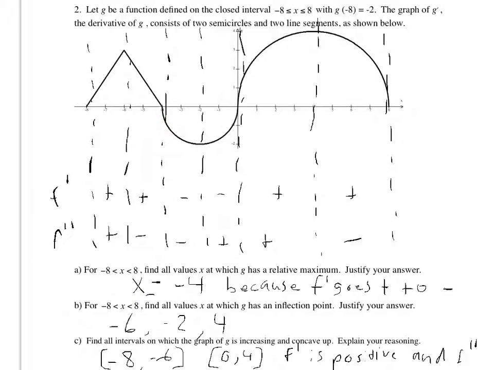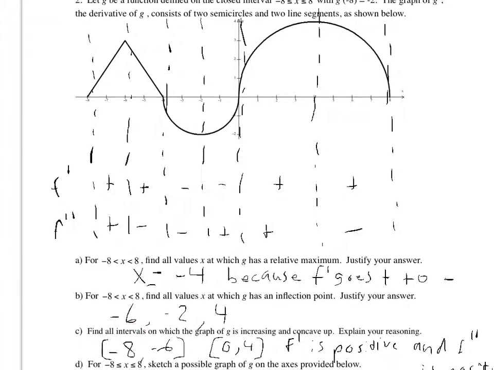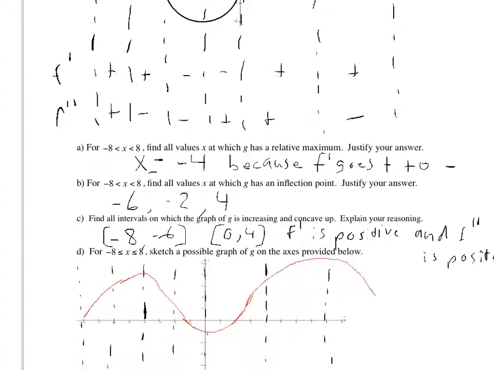The next problem asks to find all the values of x at which g has an inflection point, and justify your answer. So I'm looking for where the sign changes at f double prime again. The sign changes from positive to negative at -6, so that's one of my answers. Then there is another at -2, where it goes from negative to positive. And then again at 4, as it goes from positive to negative. So that's how I got that answer.